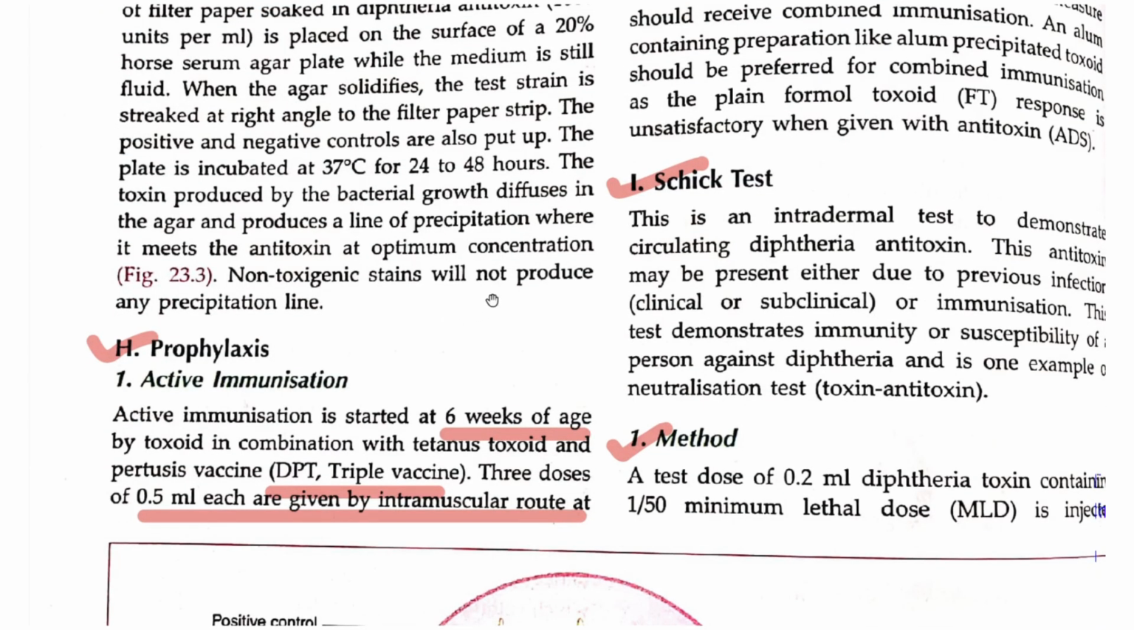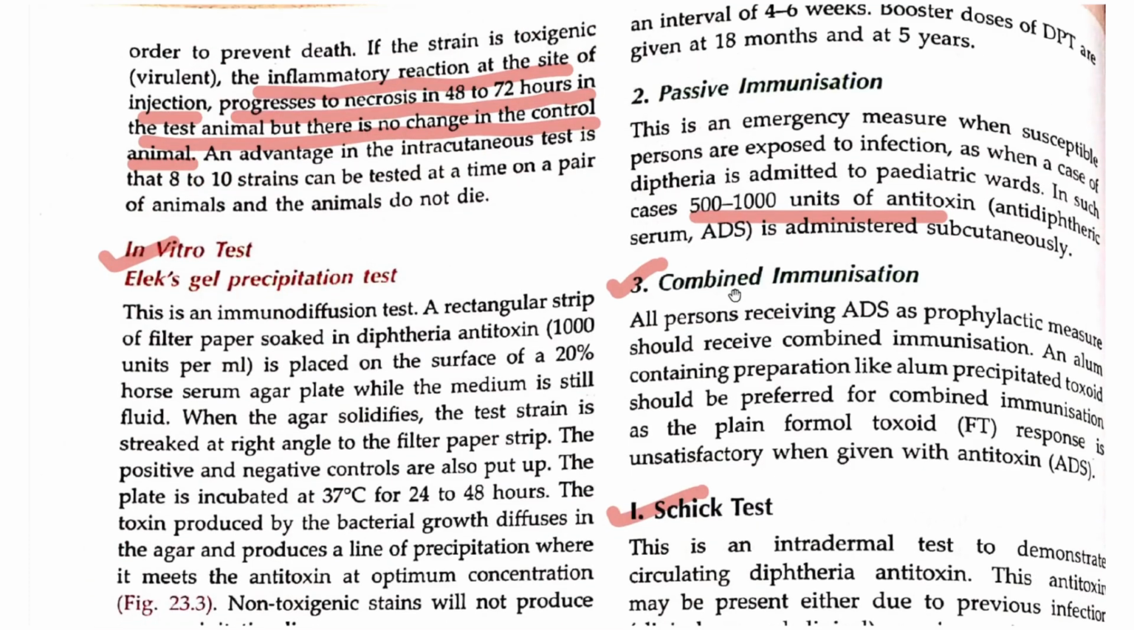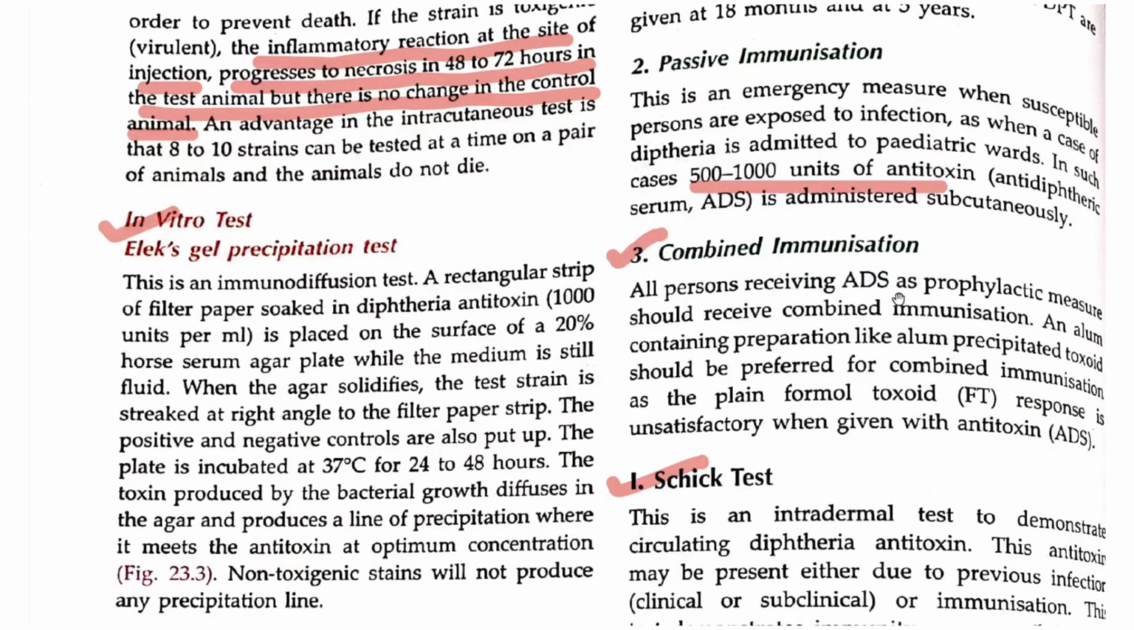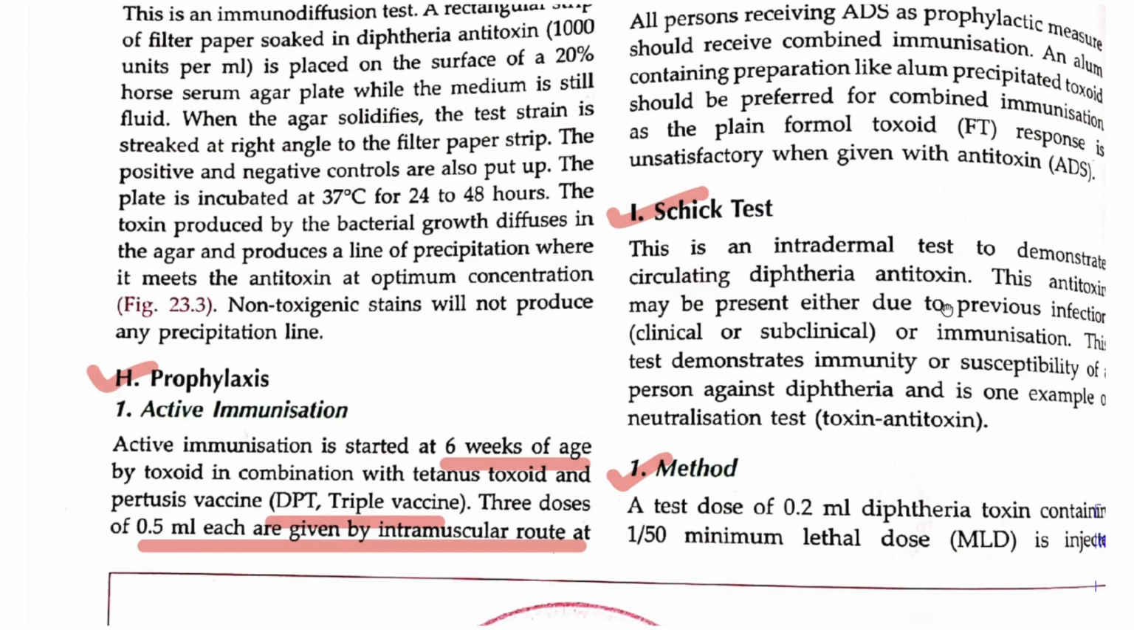Last is the prophylaxis and it consists of active immunization, passive immunization and combined immunization. Last, you can write the treatment. No need to write the Schick test in your answer in a long answer question. I have explained it today as sometimes they can ask you in your short answer questions. With this, we complete the answer.